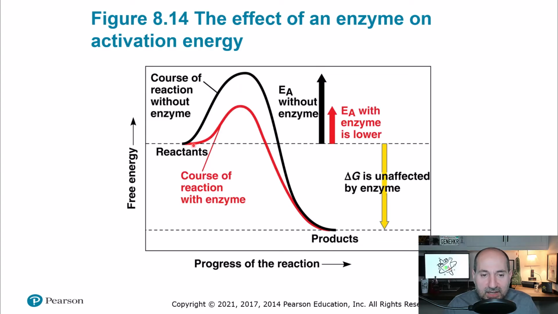So now you have a much lower hurdle to cross, a much lower energetic barrier. And remember, anytime you lower a speed bump, you could drive over it faster, okay? That speeds up the reaction. And that's exactly what enzymes do. Enzymes lower the activation energy, thereby speeding up the reaction.